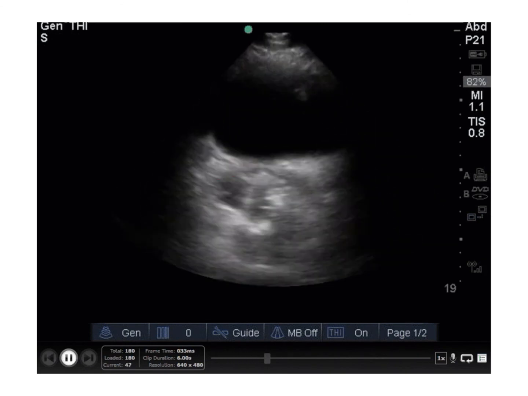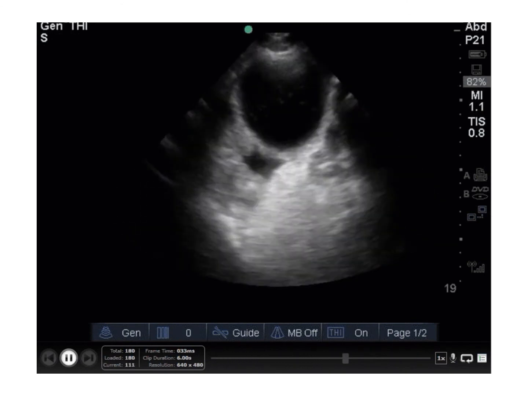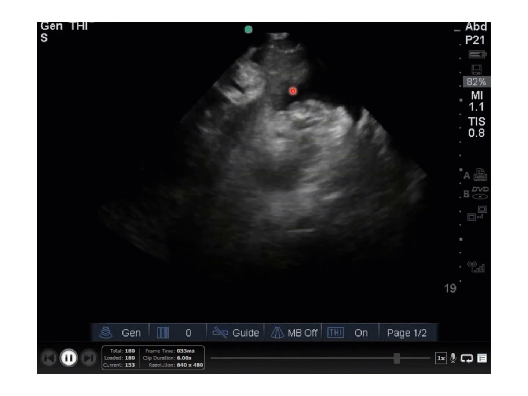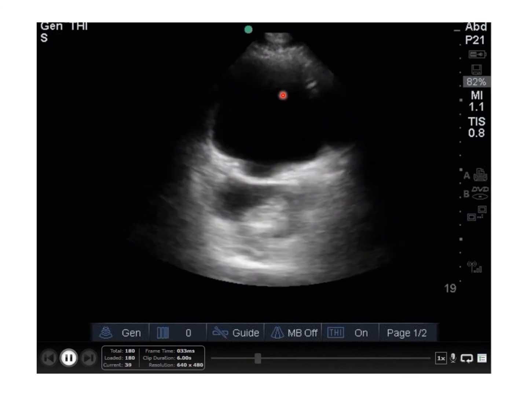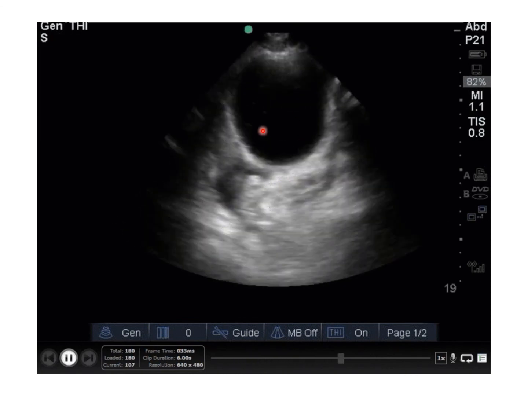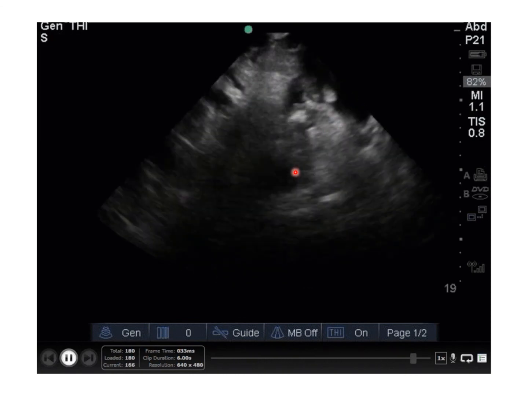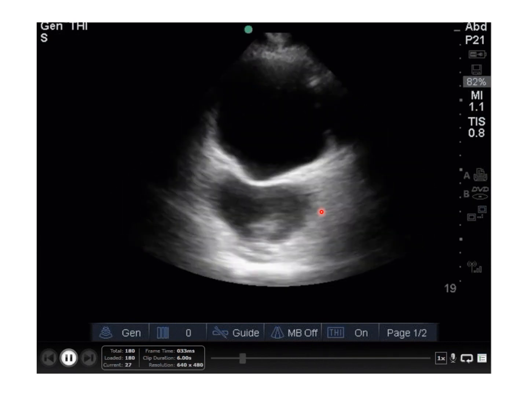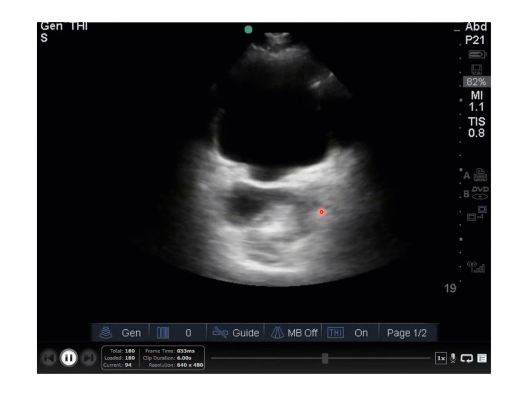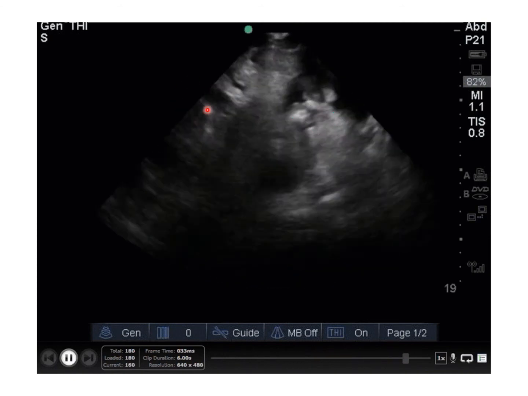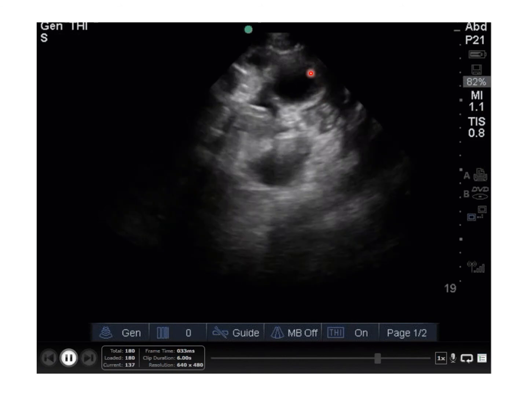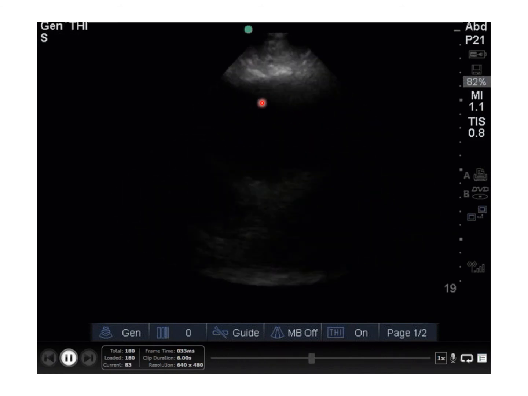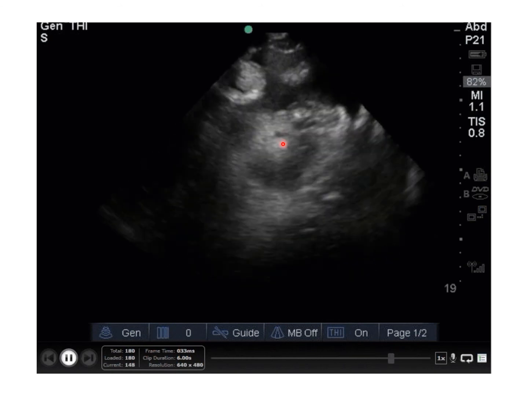Last one. It's a big circular collection of fluid there. This is bladder. Probe marker towards the patient's right or towards their head. In this case, you can say that it's to their right because the bladder is round, sort of symmetrical in this view, so we must be looking at it in transverse.